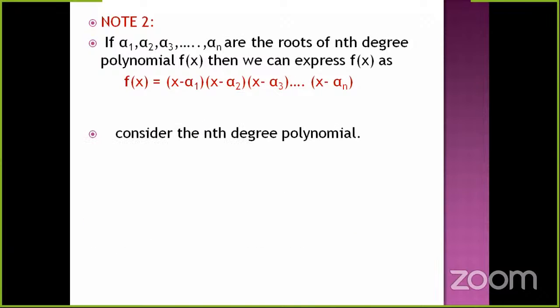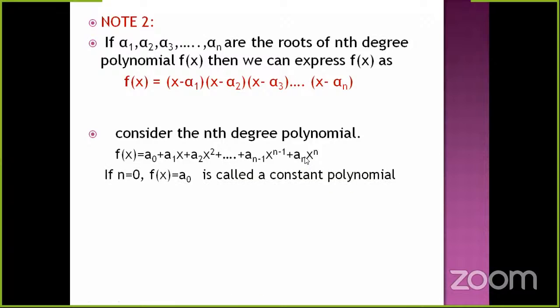Now, to know some more relationships between roots and coefficients of a polynomial, let us consider an nth degree polynomial. So what is an nth degree polynomial? f of x is equal to a naught plus a1x plus a2x square, and so on, an minus 1 x power n minus 1 plus an x power n. Here an is not equal to 0. Since it is an nth degree polynomial, an will not be equal to 0.